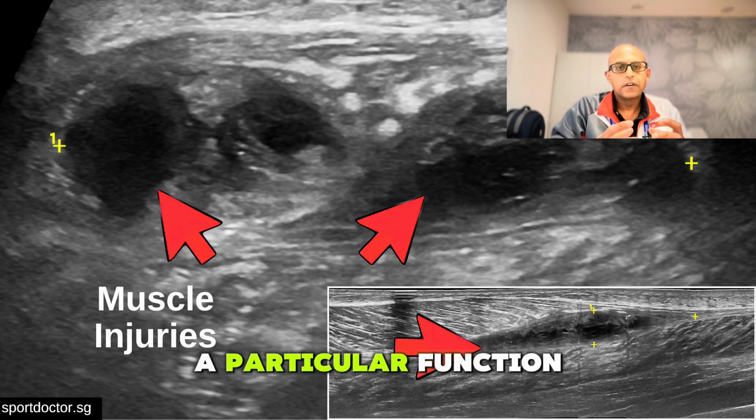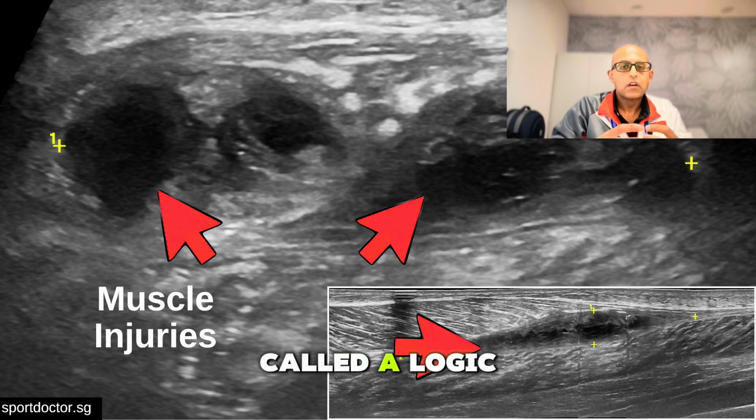If you have a particular function on the ultrasound called a LOGIQ or panoramic view, you can assess it in a wider field of view, which allows you to take true measurements of the length of the injury.